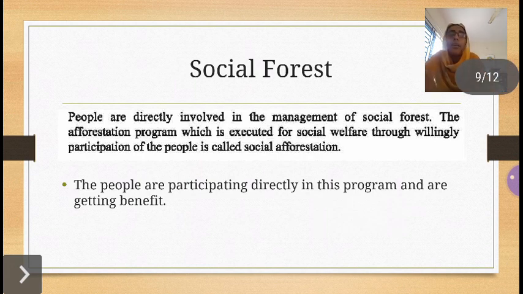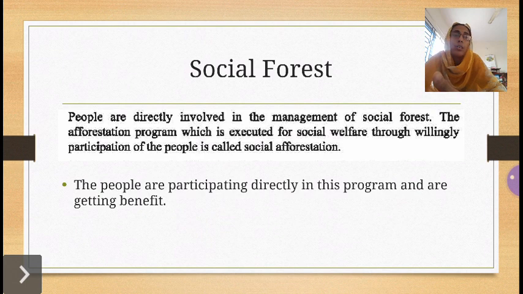And then comes another, the social forest. What will be the social forest? Rural forest, you know, is when we plant trees beside our households, ponds and rivers; all of these are included in rural forest. But what will be the social forest? Now I'm discussing it with you. People are directly involved in the management of social forest.